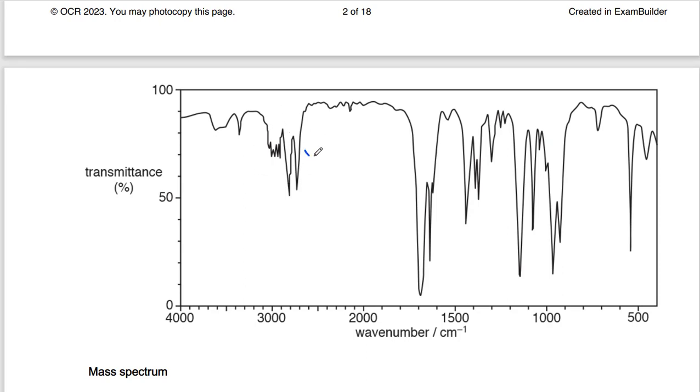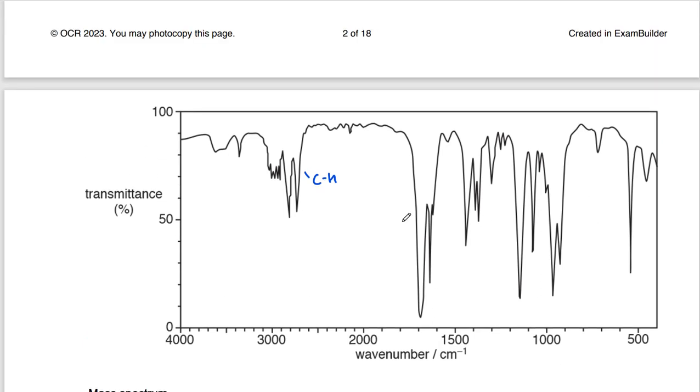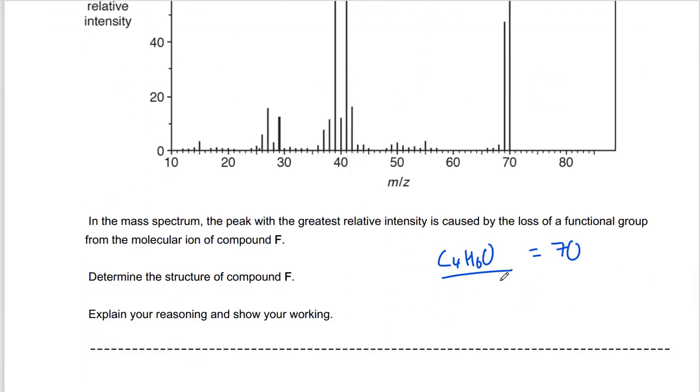So quite possibly a C to H, as you'd expect, but nothing else. And interestingly enough, there is another peak that we need to assign. There's a big peak here, same as the last one. Okay, telltale sign is a C double bond O, and that's all we can get from it. There's a C double bond O, and we've got C4H6O, and it equals 70.